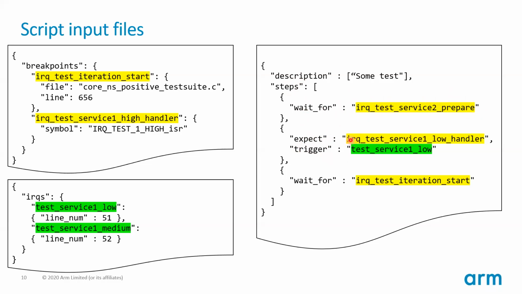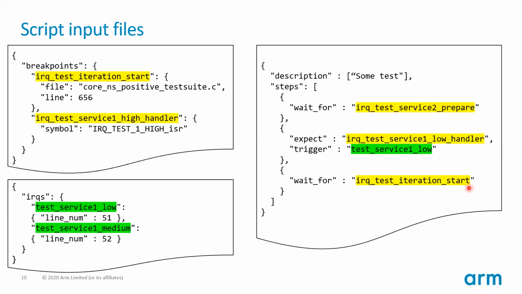We set a breakpoint for this location. This is inside an IRQ handler, and then we trigger the IRQ handler. We trigger the IRQ in one of the NVIC registers and let the target continue. Now the trick is that with this expect keyword, the tool actually sets 2 breakpoints. It sets this breakpoint and this breakpoint in the third step.